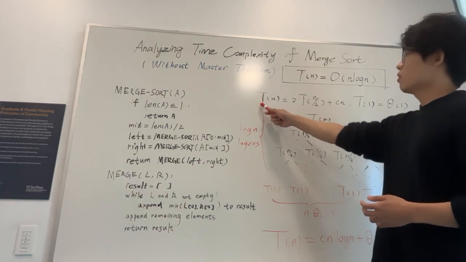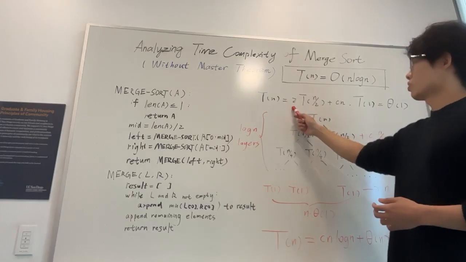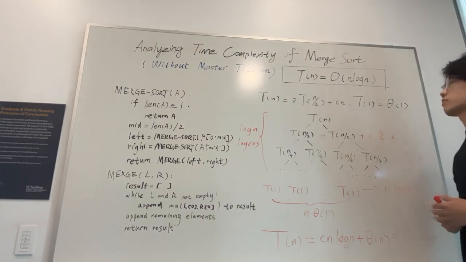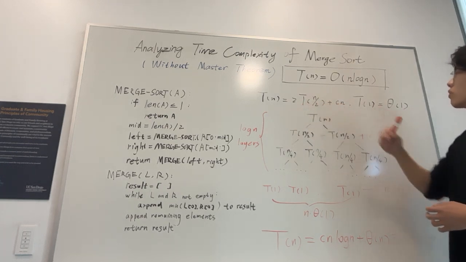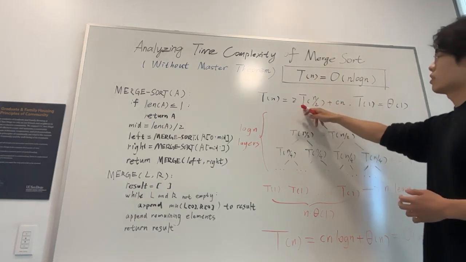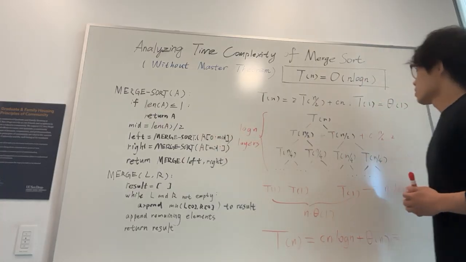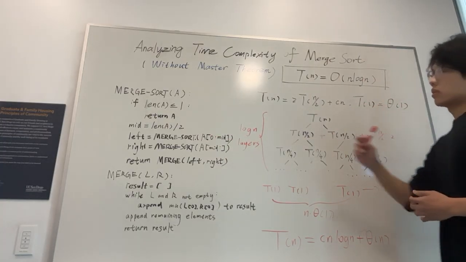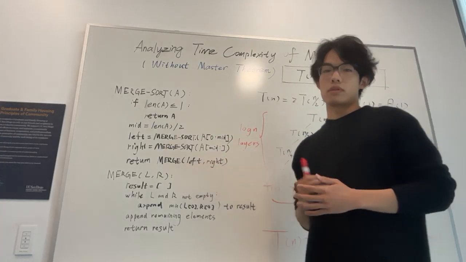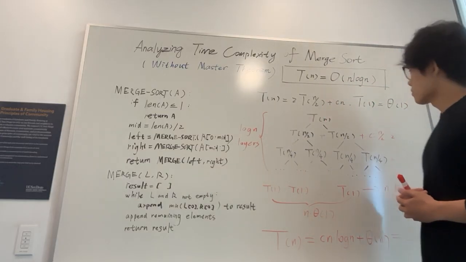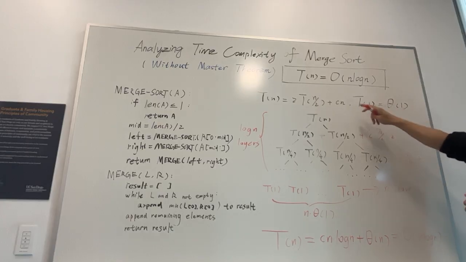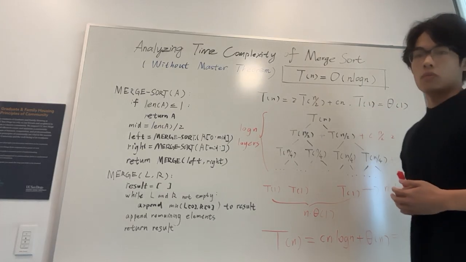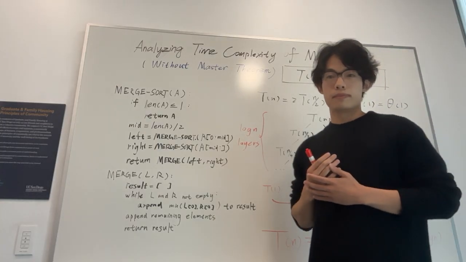So we can then write the time complexity of merge sort as a recursion here. This part is just T of n over 2, which is the time complexity of this subproblem. And c of n is just the time complexity of this merge function. Is that clear? And we cannot forget a base case, right? T of 1 is equal to theta of 1, which covers the situation where the array has only one element.